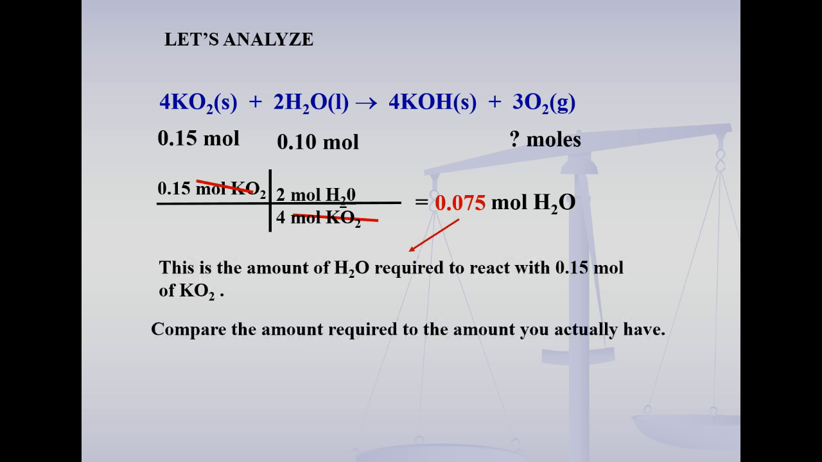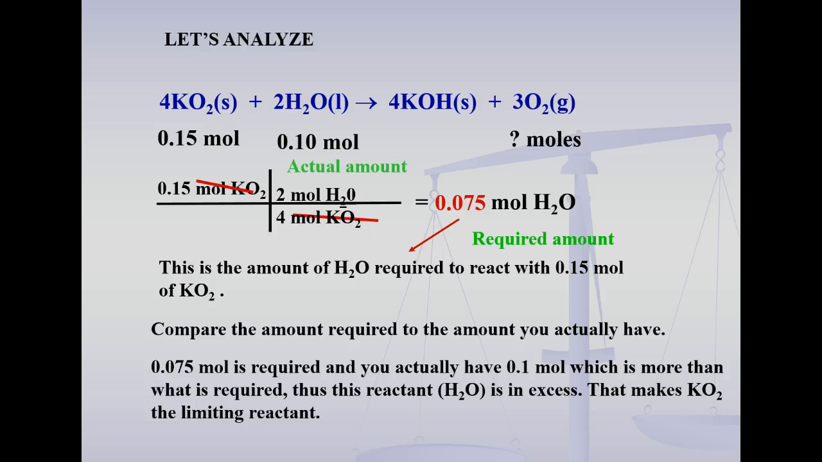We want to compare that amount. That's the amount that's required to react with 0.15 moles of potassium superoxide. You want to compare that amount, the required amount, with the amount that you actually have. So we have 0.075 moles of water required. We actually have 0.10 moles, which is more than enough. That's more than what is required.